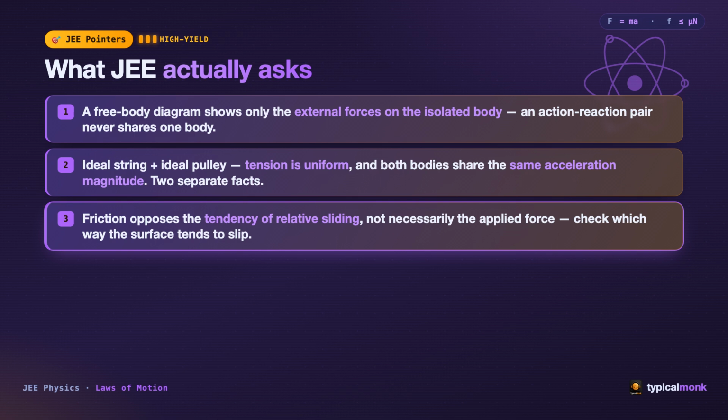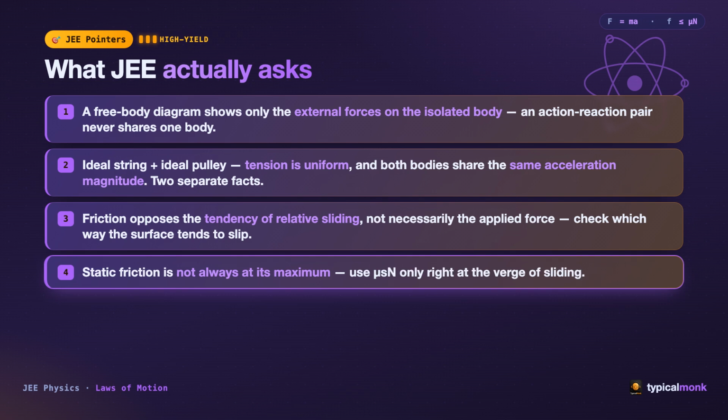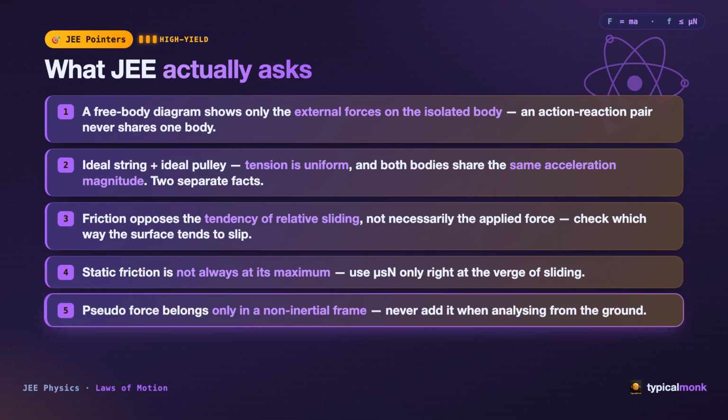3. Friction opposes the tendency of relative sliding between the two surfaces, not necessarily the direction of the applied force. Always ask which way the surface tends to slip. 4. Static friction is not always at its maximum value. Use mu s times N only when the block is right on the verge of sliding. 5. Pseudo force belongs only inside a non-inertial accelerating frame, never added when you are analyzing motion from the ground.